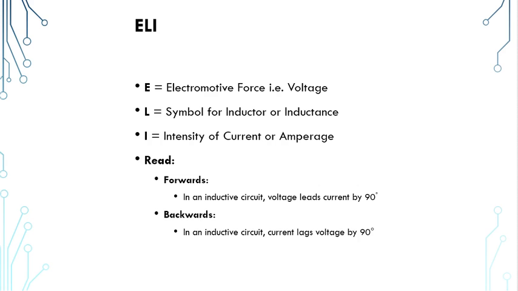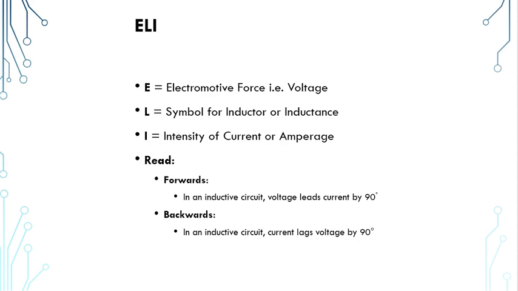We'll use ELI first. The E is the symbol for electromotive force, or our voltage. L is the symbol that we use for an inductor or inductance. And I is the symbol that we use for intensity of the flow of current, or our amperage. Now, if we had our channel 1 hooked up to voltage, let's say, and channel 2 on an oscilloscope hooked up to the current, we could look at that scope pattern and its phase shift and be able to tell whether it's an inductive circuit or a capacitive circuit.